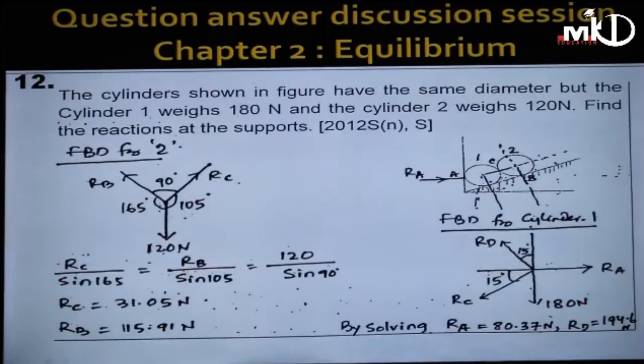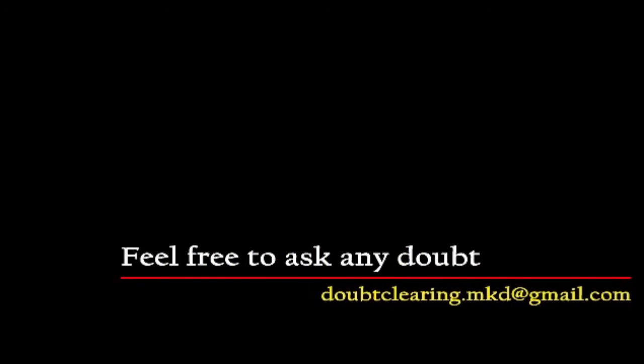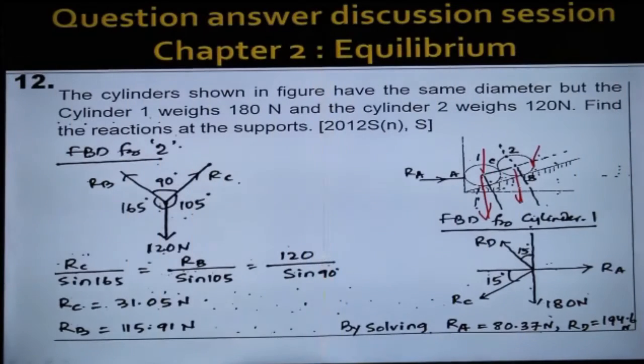So now come to the last question, that is question number 12. The cylinders shown in the figure have the same diameter, but cylinder 1 weighs 180 Newton and cylinder 2 weighs 120 Newton. So we have to find the reaction at the supports. So this is cylinder 1, this is cylinder 2. Cylinder 1's weight is 180 Newton and cylinder 2's weight is 120 Newton. So we have to find the reaction at the contact surface.